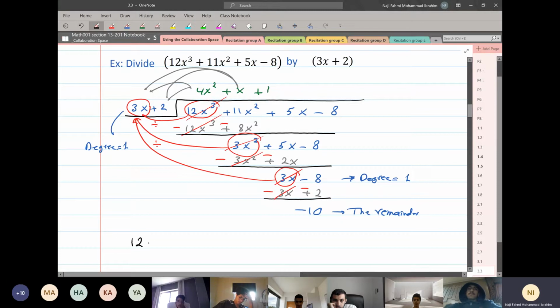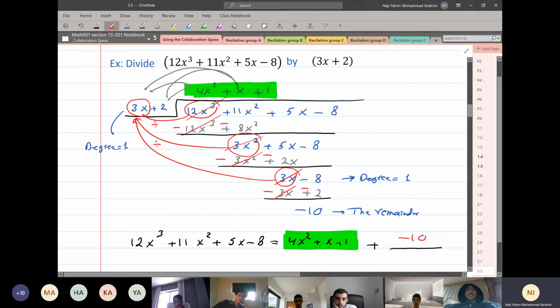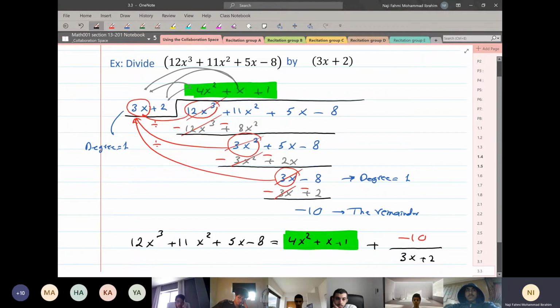We will say 12x to the power 3 plus 11x squared plus 5x minus 8 is equal to what? What's our quotient now? We just write it here. So we have 4x squared plus x plus 1. And what's the remainder? Negative 10 over 3x plus 2. And we are done. This method of dividing, we call it the long division.